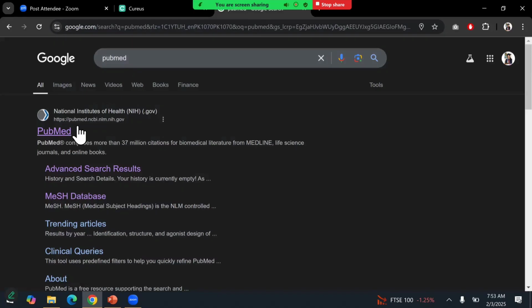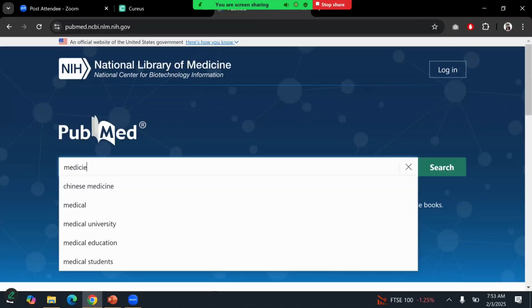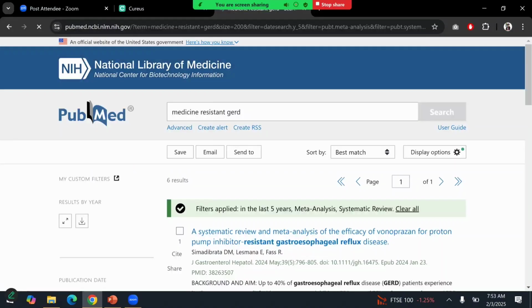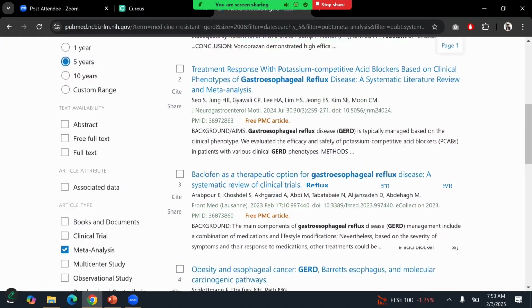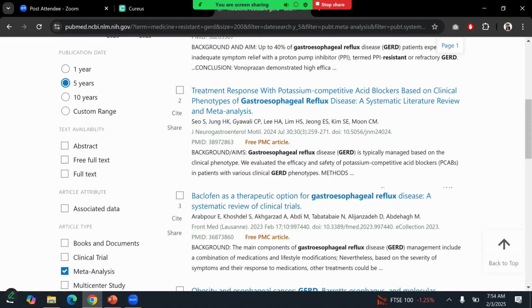You have to write PubMed and open it. It is a database where you find most of the published articles. For example, you are interested in GIT. We can write medicine resistant GERD, and we selected meta-analysis and systematic reviews to see already published systematic reviews.